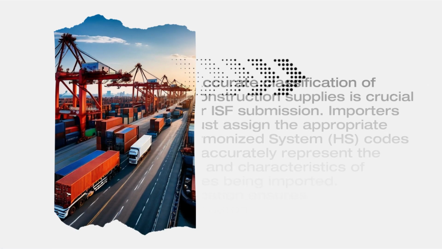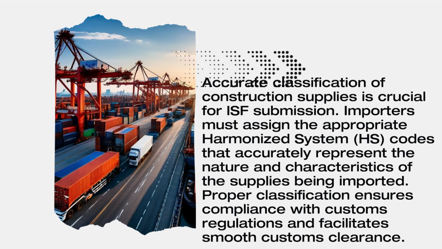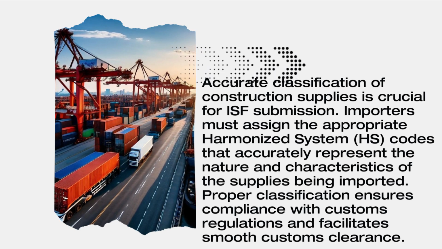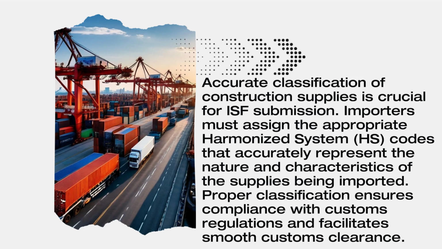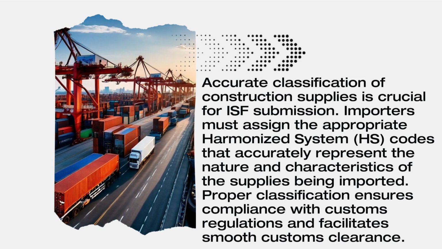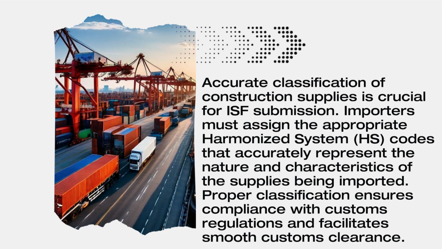Accurate classification of construction supplies is crucial for ISF submission. Importers must assign the appropriate Harmonized System (HS) codes that accurately represent the nature and characteristics of the supplies being imported. Proper classification ensures compliance with customs regulations and facilitates smooth customs clearance.